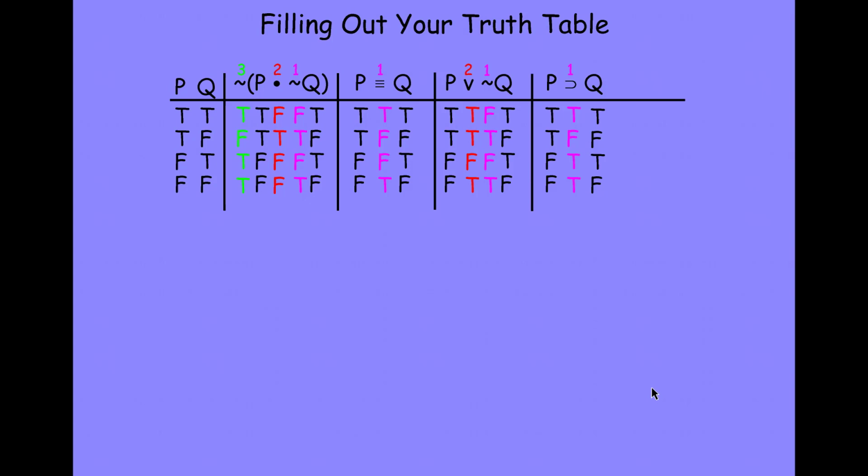So now we've filled out our truth table for all four formulas. In our next video, we're going to look at reading off results from this truth table. Specifically, we're going to look at how to decide what kind of sentence any of these individual sentences are.